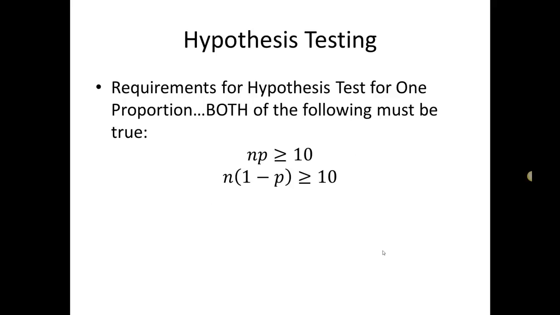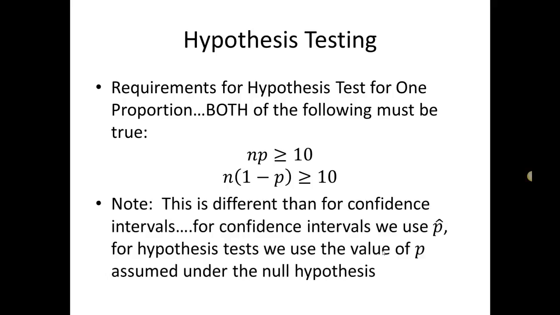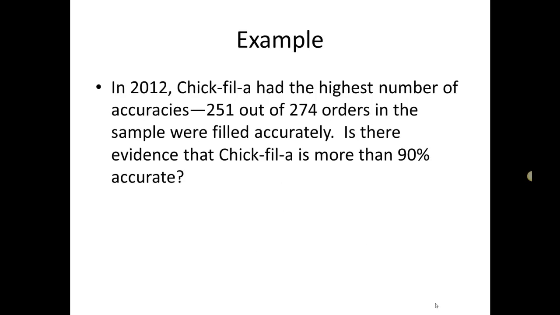The requirements for hypothesis testing are similar to confidence intervals, but a little bit different. So hypothesis tests require that both n times p and n times 1 minus p are greater than or equal to 10. So in this case, we use p, the value of p under the null hypothesis, to plug into our requirement formulas. Here's an example.